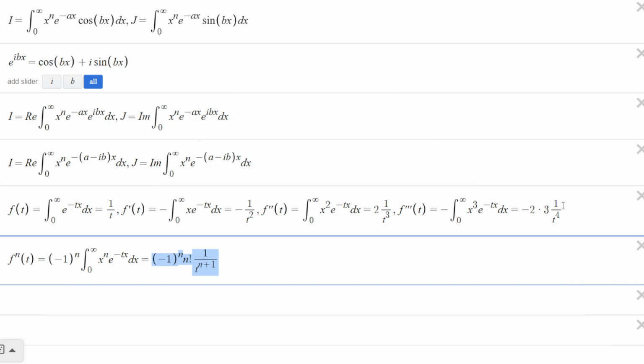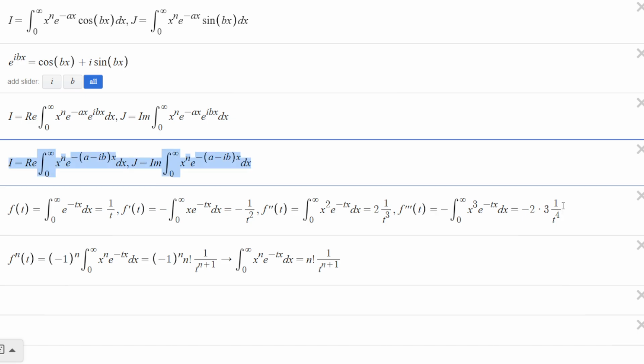Well, it's also equal to this. Let's clean this up a little bit. We don't need the negative 1 to the n on both sides of that equation, do we? No. So we can just say this. We'll divide both sides by negative 1 to the n. And now we can say this.